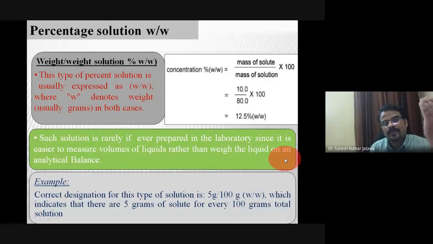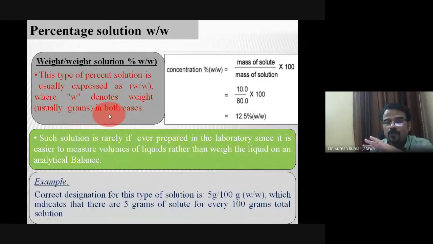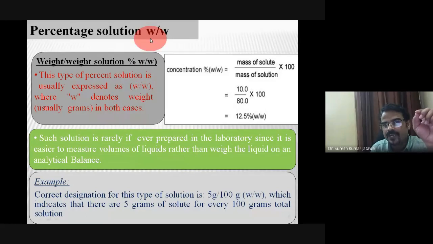How you prepare a percent solution weight by weight, W by W. This type of percent solution is usually expressed as W by W, where W denotes weight, usually in grams in both cases. When you are preparing a percent solution weight by weight, it means your solute and solvent are both measured, usually in grams.